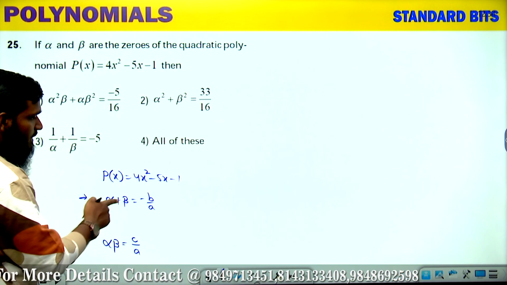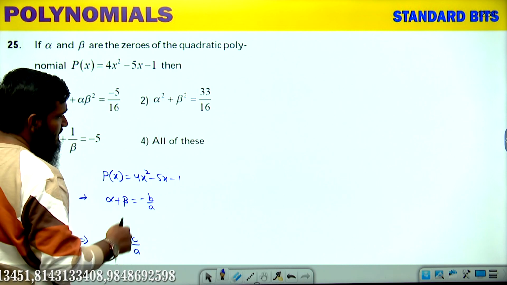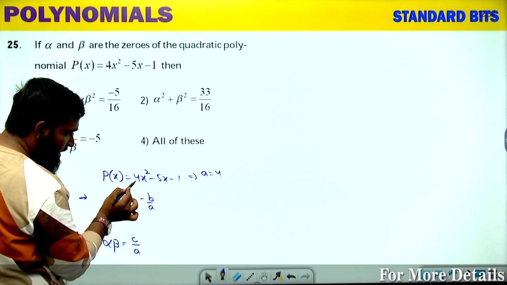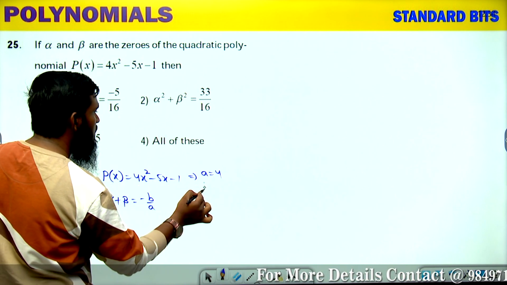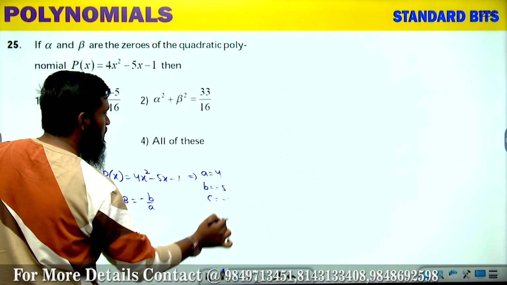Okay. Now alpha plus beta is equal to minus b by a, alpha into beta is equal to c by a. Now what are these a, b, c? From this we can take it, what is a value? 4. This is a value, b value, c value. A value is equal to 4, b value is equal to minus 5, c value is equal to minus 1.